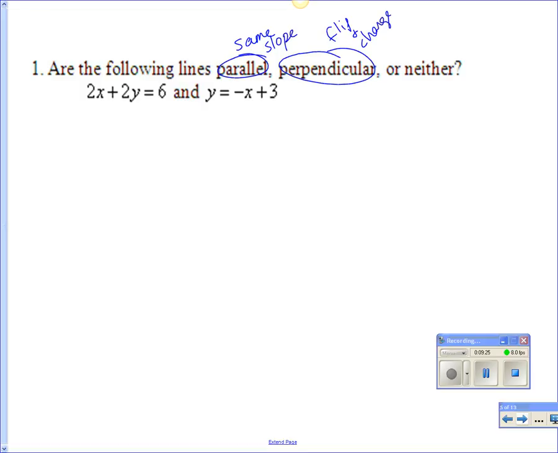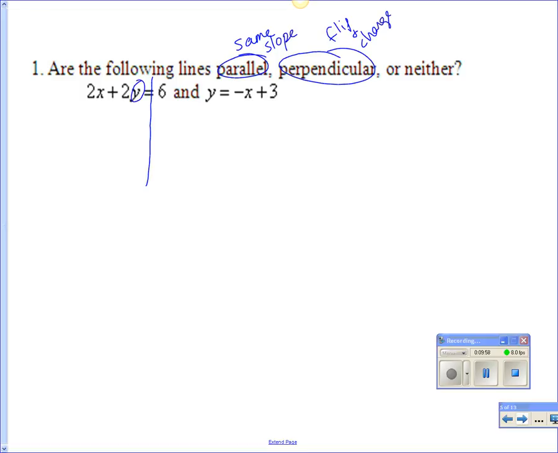Can anyone raise their hand for an extra credit point and tell me what I have to do for the slope of that? 2x plus 2y equals 6. Dylan. You have to do what? Close. Ethan H. Good. So you got to draw your line and circle Y. You were getting there.